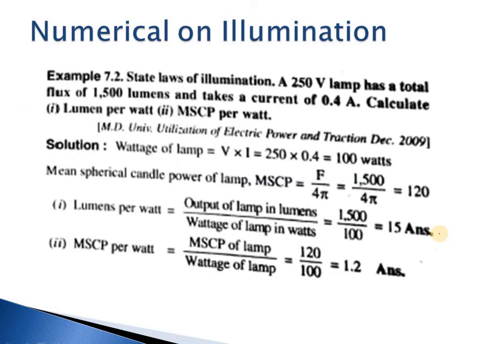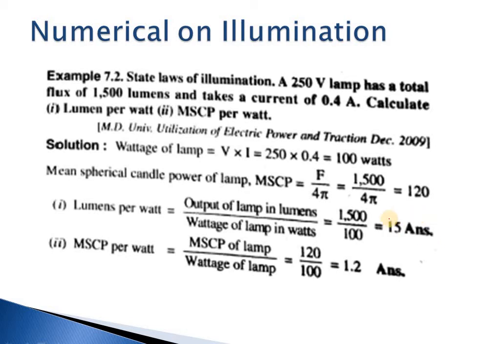Next problem. State the laws of illumination that I have already discussed. Two laws of illuminations. A 250 volt lamp has a total flux of 1500 lumens and takes a current of 0.4 ampere. Calculate 1. Lumens per watt.